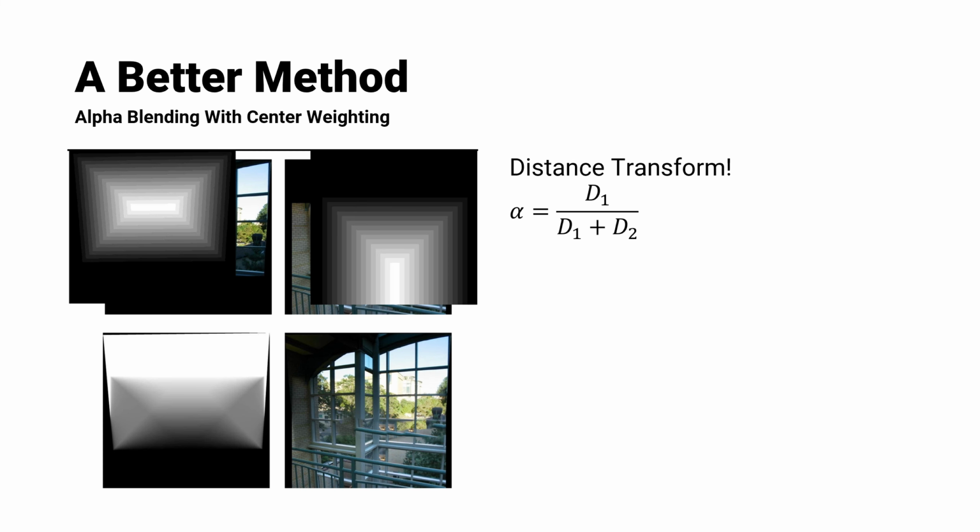One implementational way of doing this is called alpha blending with center weighting, and this uses a concept called distance transform. If you Google distance transform MATLAB or distance transform Python, you should be able to implement this with a couple of lines of code. These are great. These are very rudimentary methods and they work fairly well and they're very quick, but they don't really preserve the textural differences of the scene.